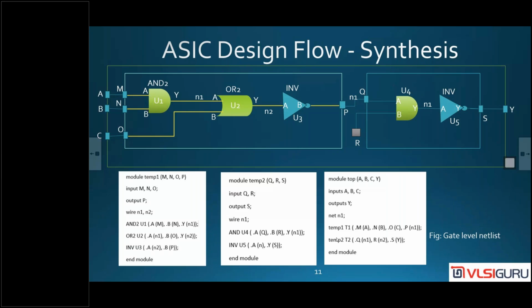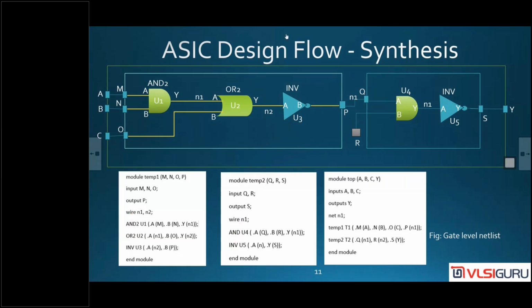So in the gate level netlist, we have only gates and their connections, right? You can see only gates here. In this block, this is the integration of blocks. And inside the block, what do you have? Only gates. You can also see the connections, right?